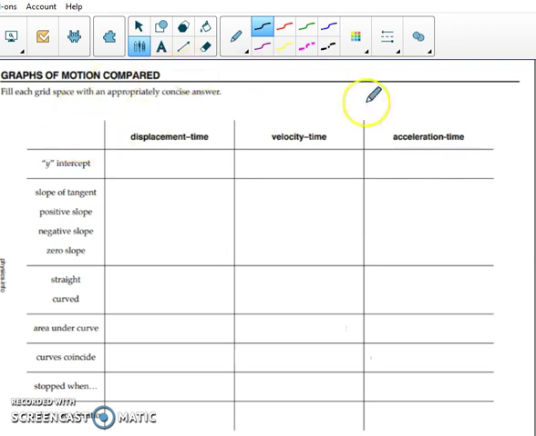So you're going to need this paper out. Make sure you're turned to this page, and what we're going to look at is what the y-intercept means, the slopes, what a straight or curved line means, and areas under the curve. We're going to look at all of these as we fill this out.